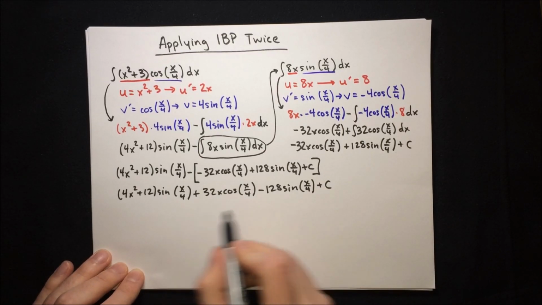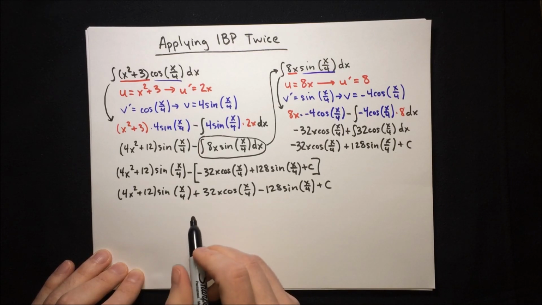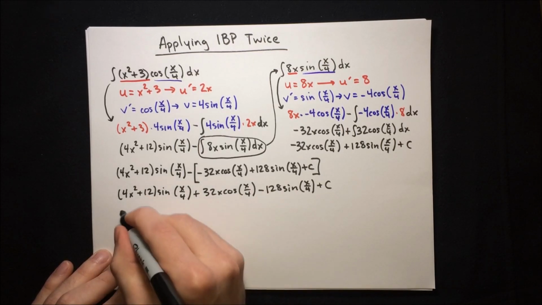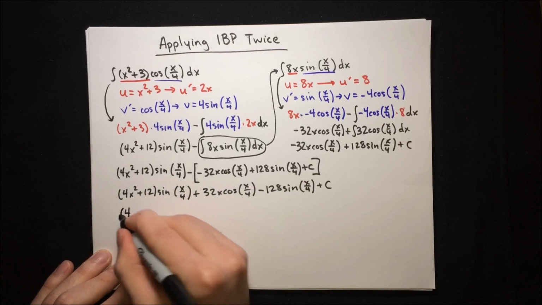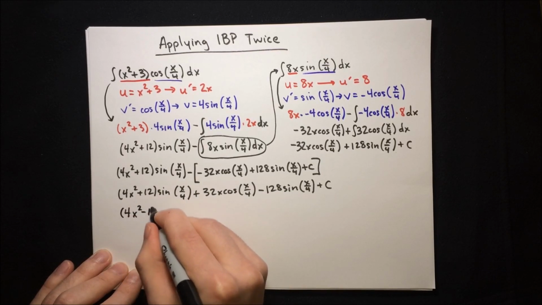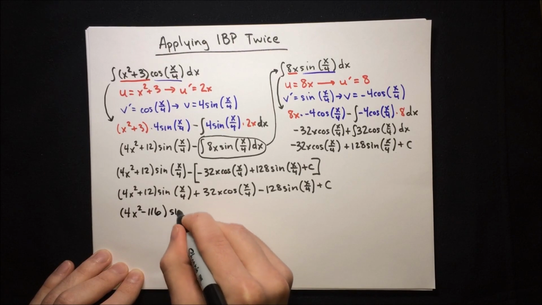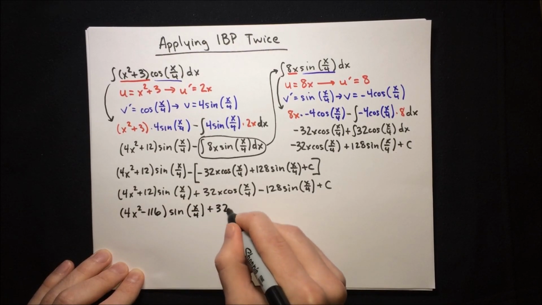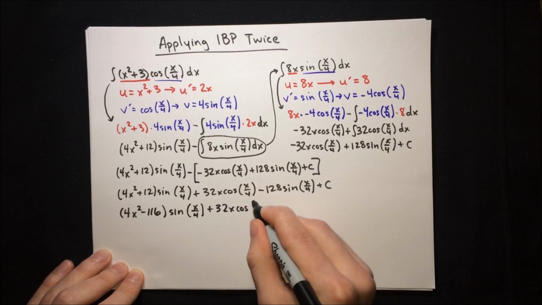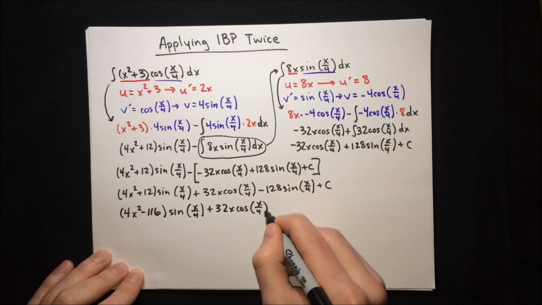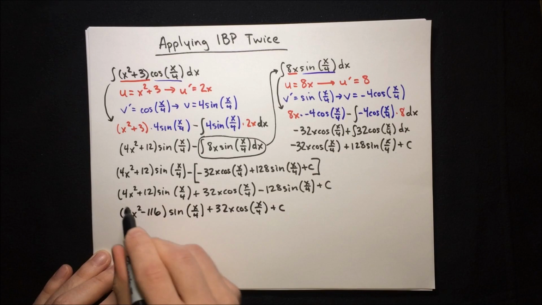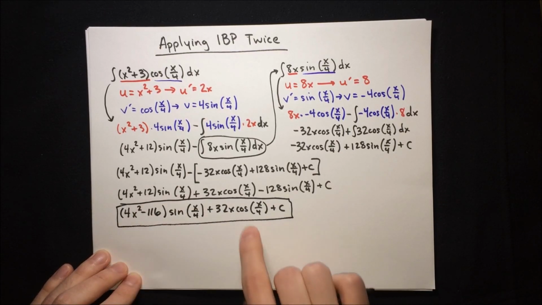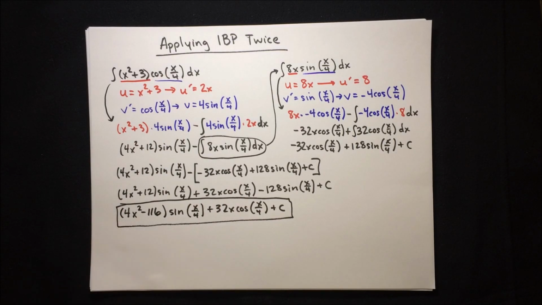Okay, and then just to simplify a little bit more, we can combine this minus 128 sine with this 12 sine and get 4x squared minus 116 sine x over 4 plus 32x cosine x over 4 plus c. And there we have it, we're done. This is the value of our original integral.